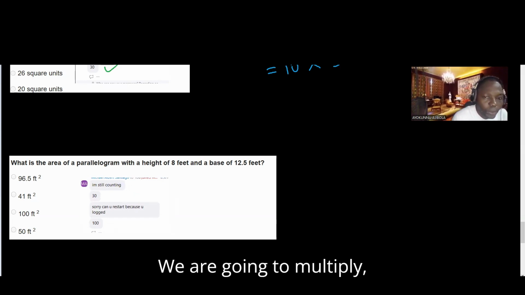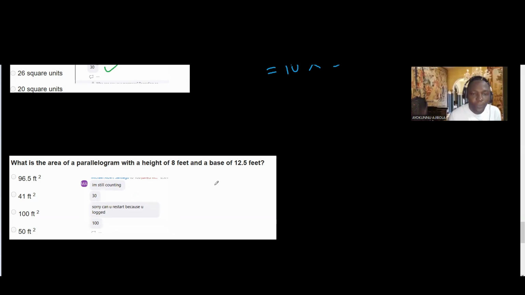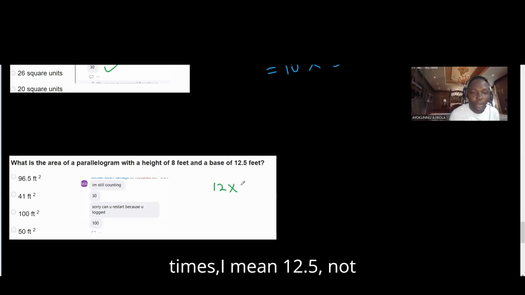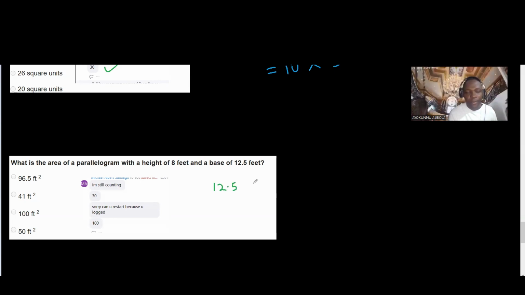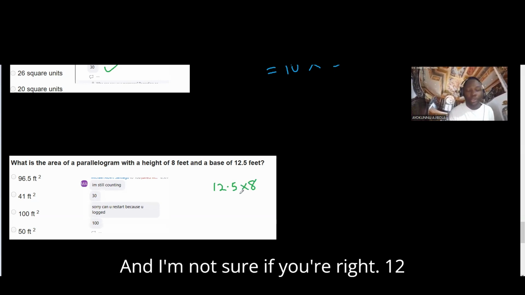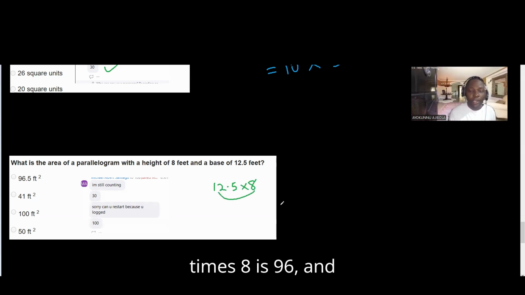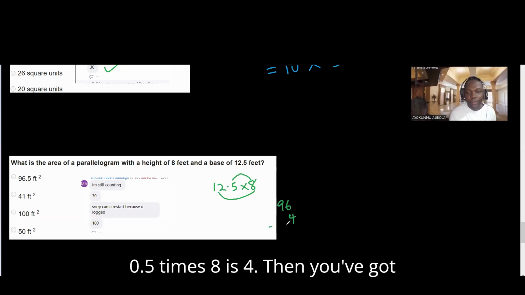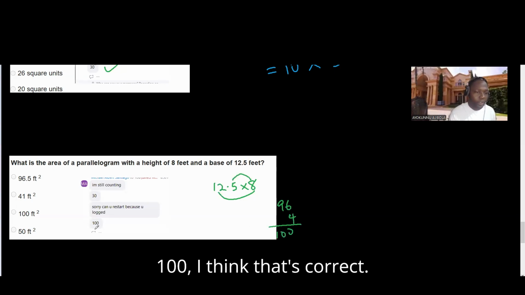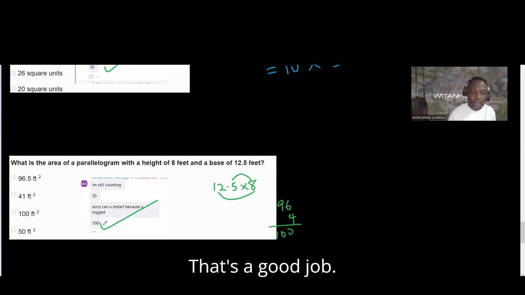We are going to multiply. That's going to be 12.5, not 12, times 8. And I'm not sure if you're right. 12 times 8 is 96. And 0.5 times 8 is 4. Then you get 100. I think that's correct. That's a good job.